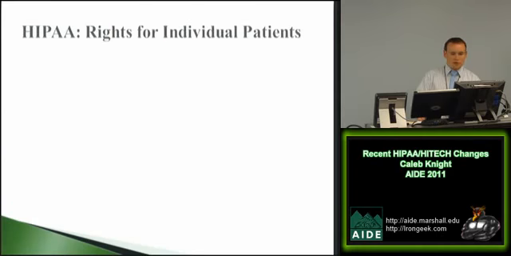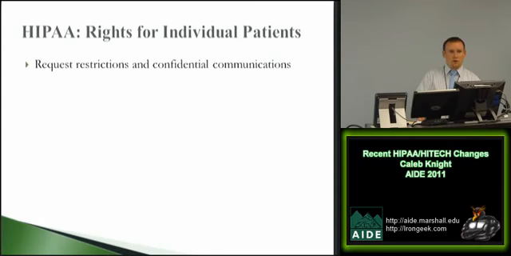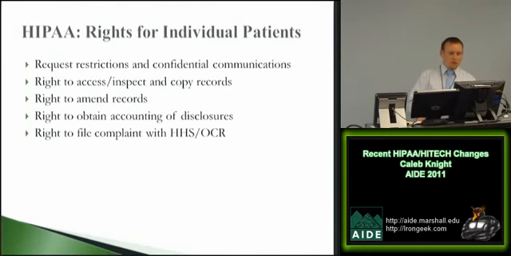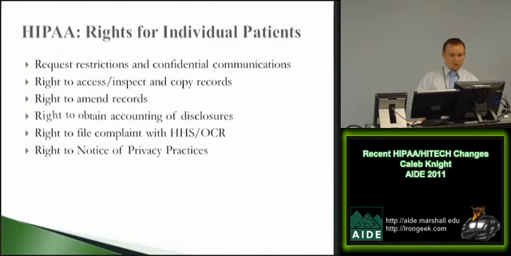Now, HIPAA also provides a number of different rights. It includes patient rights to request restrictions on their communications about their patient records, a patient right to access or inspect records, the right to amend records, and the right to obtain an accounting of disclosures. That's something else we're going to talk about in a minute. The right to file a complaint, and the right to a notice of privacy practices.